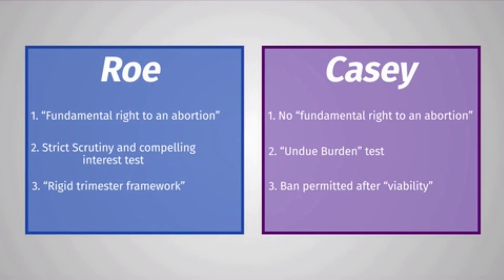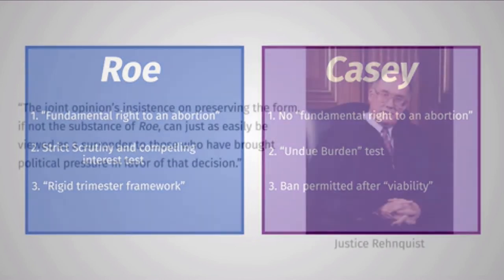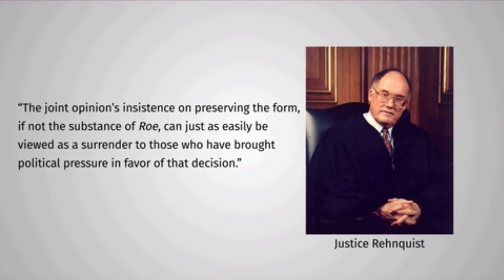Rehnquist also disagreed with the plurality's claim that the court's legitimacy would be undermined if Roe were reversed under fire. He said the joint opinion's insistence on preserving the form, if not the substance of the rule, can just as easily be viewed as a surrender to those who have brought political pressure in favor of that decision. Once the court starts looking to the current of public opinion regarding a particular judgment, it enters a truly bottomless pit from which there is simply no extracting itself.